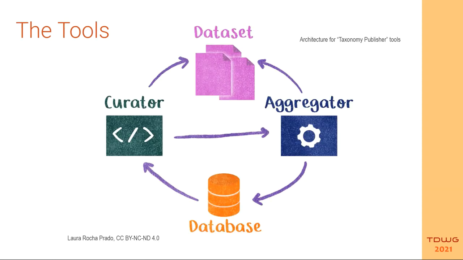Thinking of all those use cases, I thought of this architecture for the set of tools. This diagram illustrates how the tools interact and their roles in the architecture. On the left side here, you can see the curator tool, which is the front-end client and the website that is visible to users, where they can then assemble taxonomies and export them to data sets or files. Or they can save them to the aggregator. The aggregator is the backend and is responsible for making the bridge between the client and the database, and also serves as an API to export data from the database to computers.